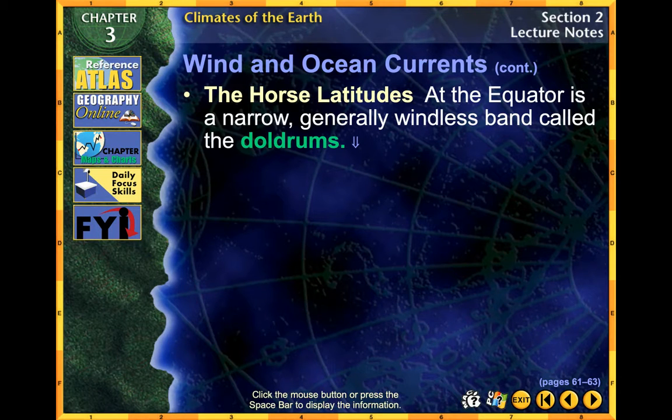Now, at the equator, global winds are diverted north and south, which leads, as I said, to a narrow, generally windless band called the doldrums. Two other narrow bands of calm air encircle the globe just north of the Tropic of Cancer and just south of the Tropic of Capricorn. In the days of wind-powered sailing ships, crews feared being stranded by these windless areas. With no moving air to lift the sails, they would be stranded for weeks in the hot, still weather.